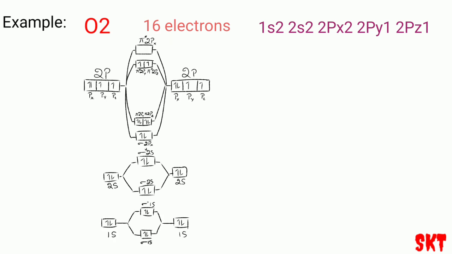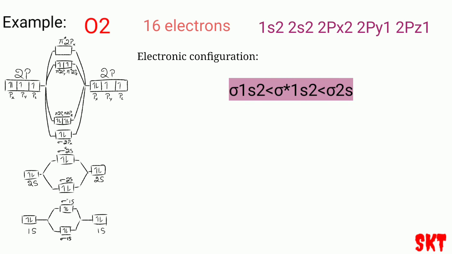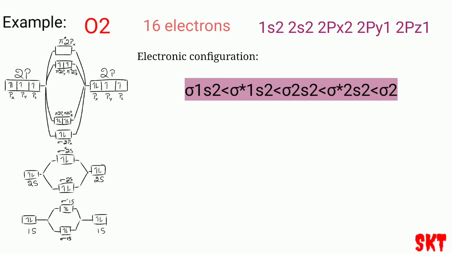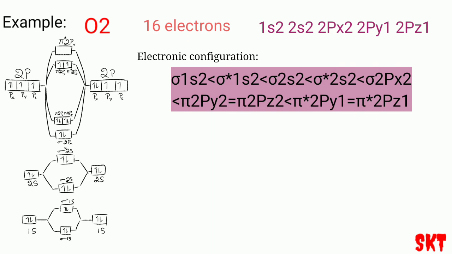Now we have to write the electronic configuration for the molecular orbitals of O2 according to the energy level, and it goes like this: sigma 1s2, sigma star 1s2, sigma 2s2, sigma star 2s2, sigma 2px2, pi 2py2, pi 2pz2, pi star 2py1 and pi star 2pz1.